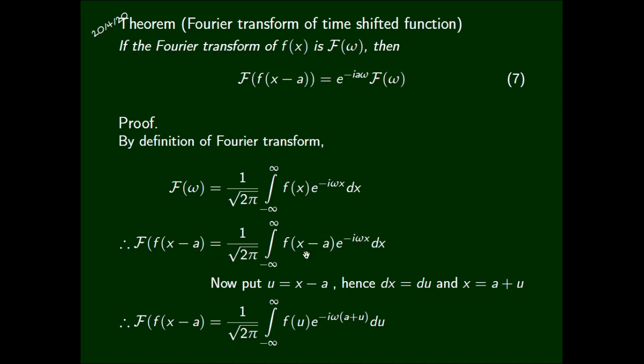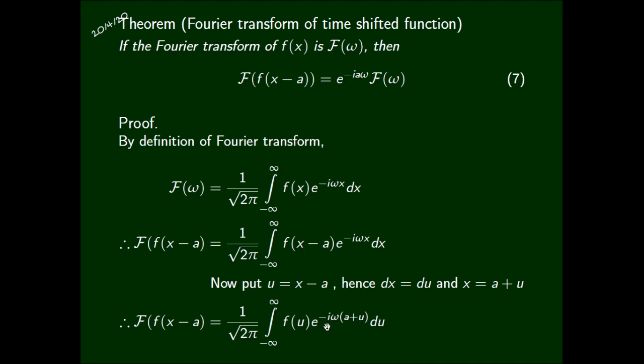And I put a transformation x minus a is equal to u, and therefore x is equal to a plus u. So dx equals du. Then the integral limits will not change because x and u move in the same range. So the Fourier transform of f of x minus a is equal to 1 by root of 2 pi integral minus infinity to infinity. Instead of f of x minus a, put f of u into e raised to minus i omega into a plus u.